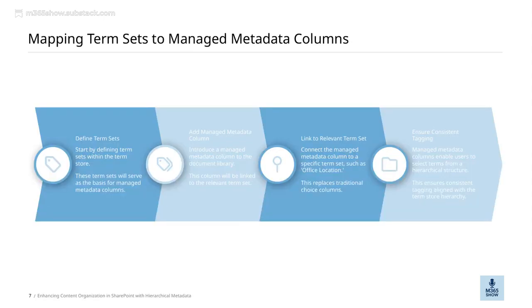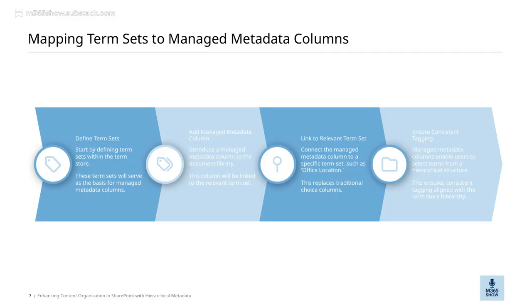Now, let's look at how mapping term sets to managed metadata columns can really improve content organization in SharePoint. Managed metadata columns allow users to select terms from a hierarchical structure, which helps ensure that tagging is consistent across your content. This consistency is key because it aligns with the term store hierarchy, making your metadata more reliable and easier to manage. To set this up, you'll connect a managed metadata column to a specific term set, such as office location. This approach replaces the traditional choice columns, providing a more structured and scalable way to categorize content.